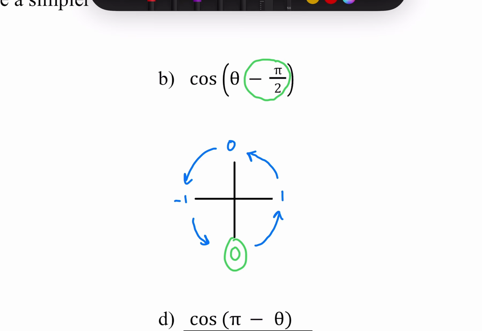So I really only need the first couple numbers, right? I have to start at 0 and then go to 1 and then back to 0. That's a sine function, right? So that's just sine of theta.